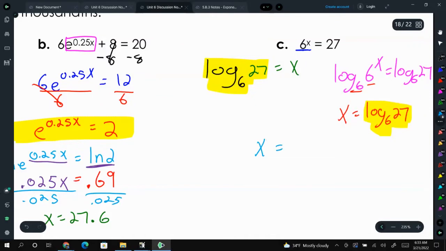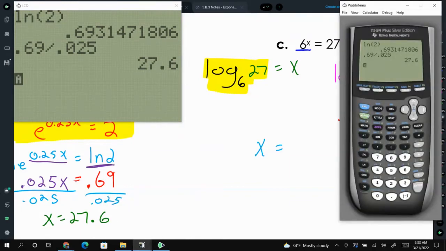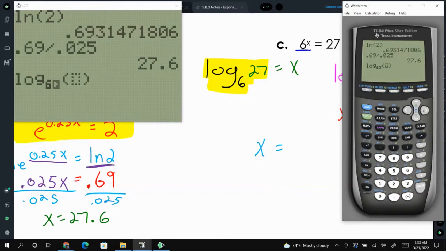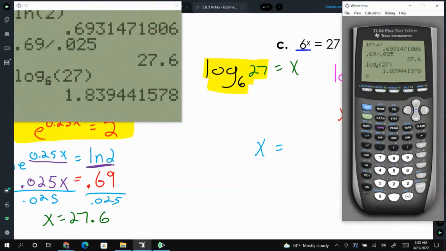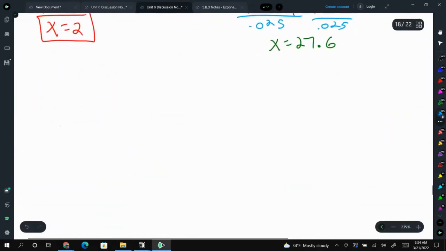So x will equal, type this into the calculator, 1.84. Okay, so let's look at the next page.